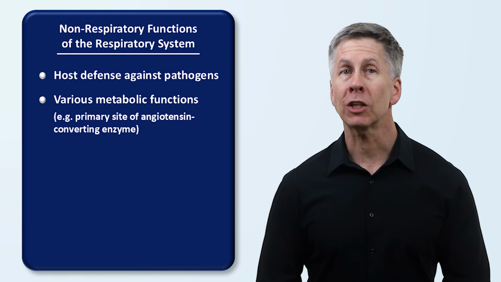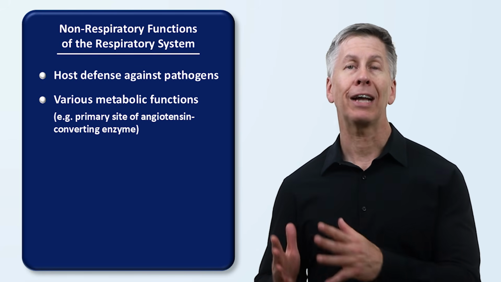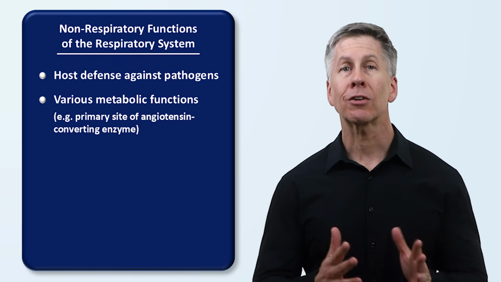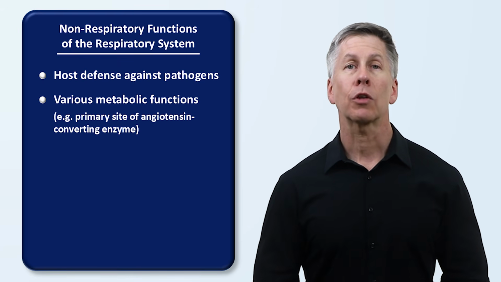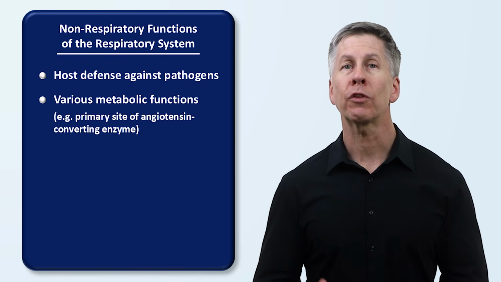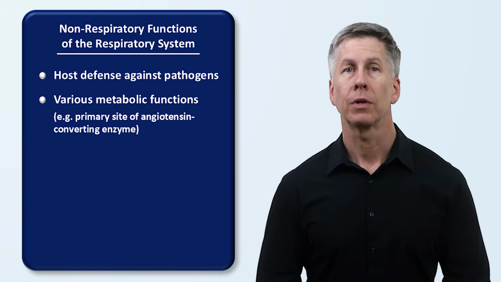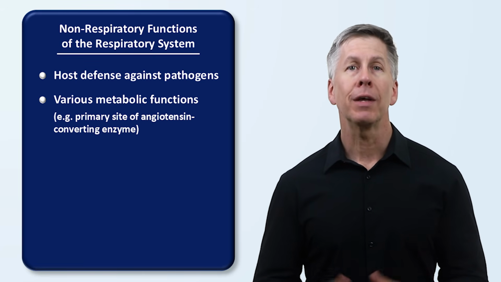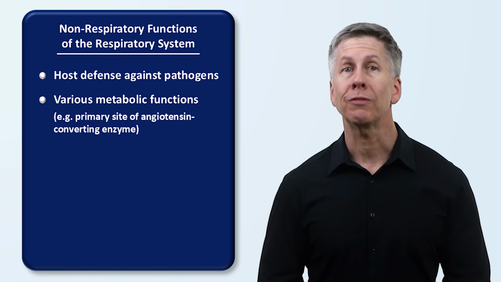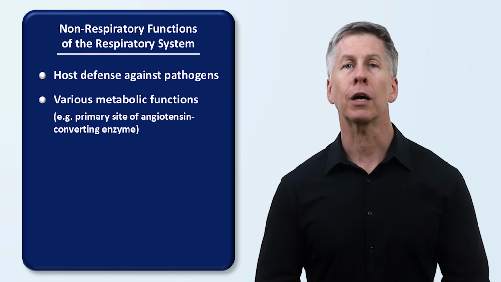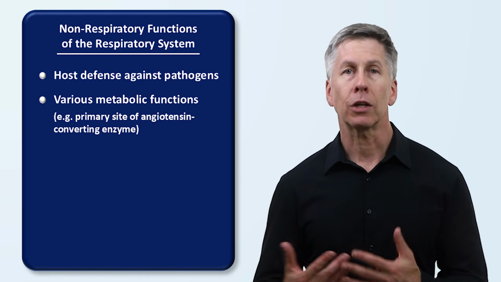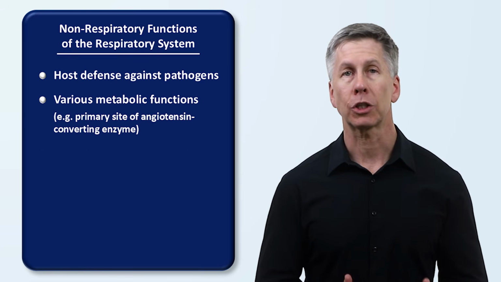This enzyme is responsible for the conversion of inactive angiotensin 1 to active angiotensin 2, the latter of which is a hormone essential for the regulation of blood pressure, blood volume, and electrolytes. This same ACE enzyme is also responsible for the degradation of other chemical messengers, such as bradykinin, which has a role in the regulation of blood pressure and inflammation.